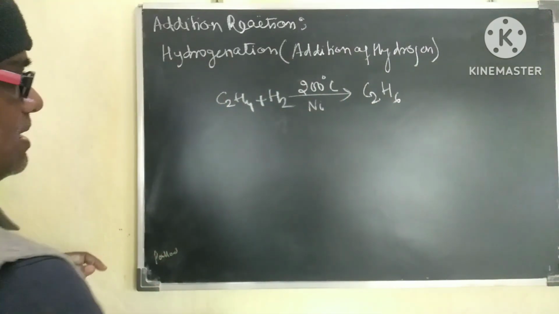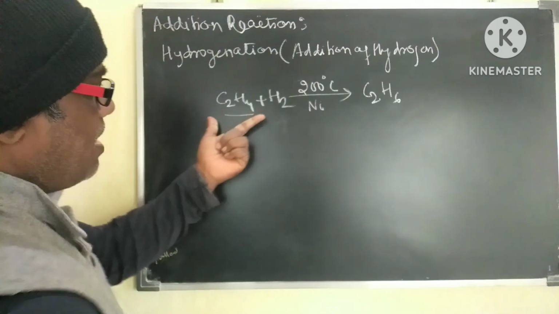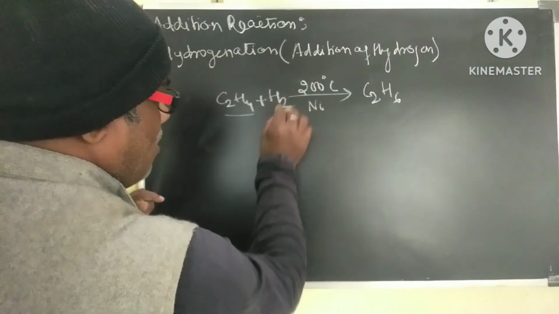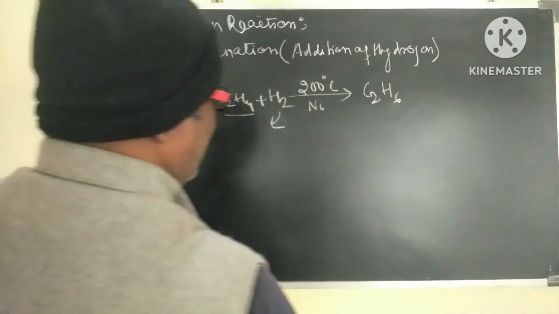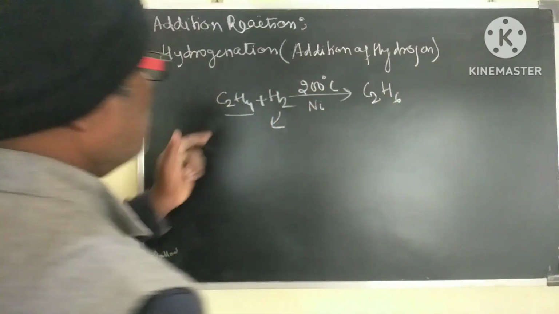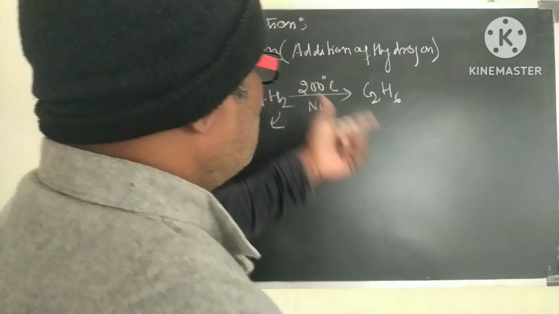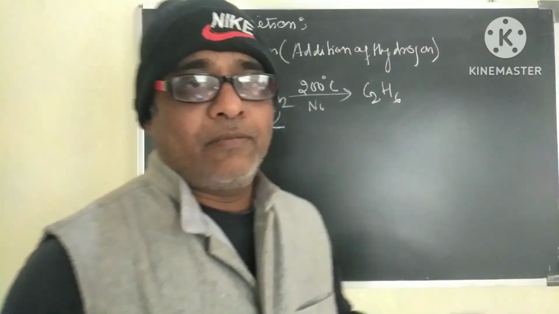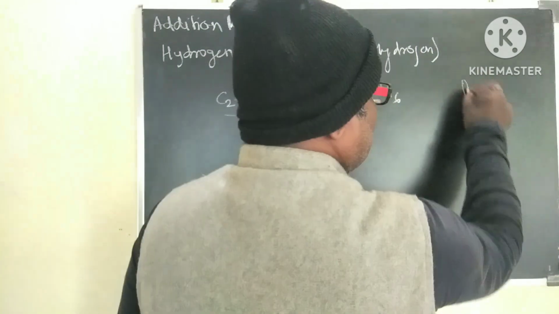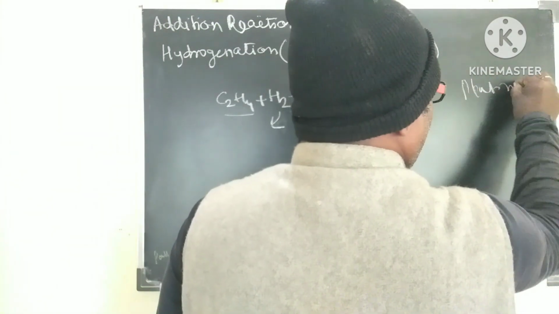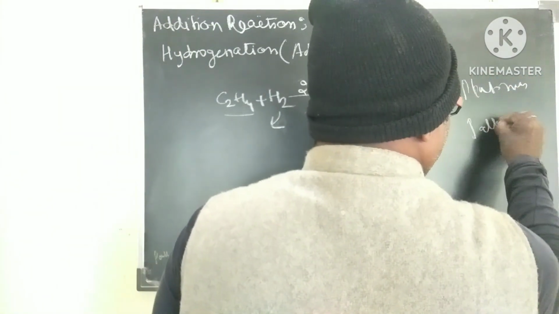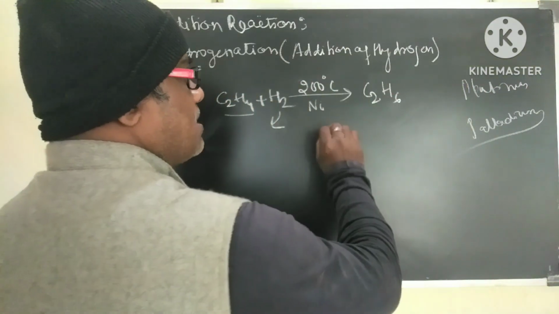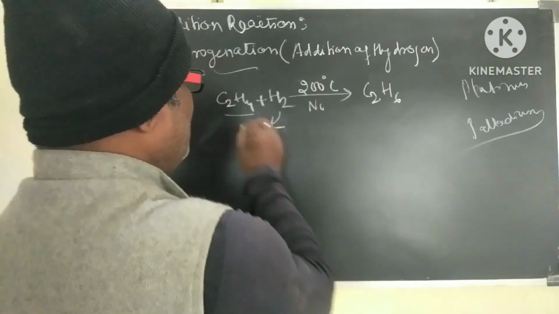What happens is this: to this unsaturated hydrocarbon, two atoms of hydrogen get added to form this. This hydrogenation can also be done with other catalysts like platinum as well as palladium at room temperature to get hydrogenation of ethene.